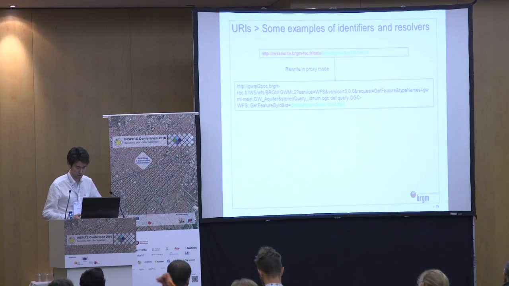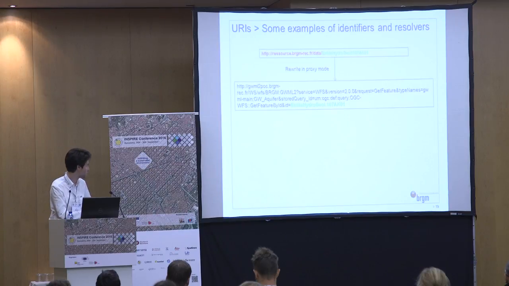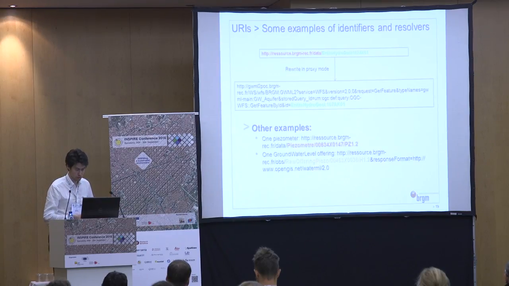Here is a kind of identifier we have. So this is the identifier, and if you enter this on your computer, then with the rewrite in proxy mode, it will create this request, and this is something that the Constellation WFS schema tool will understand and provide the data after this. So you also get other examples of this concept.